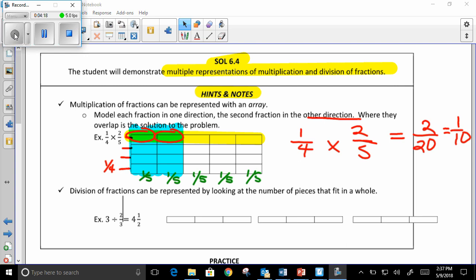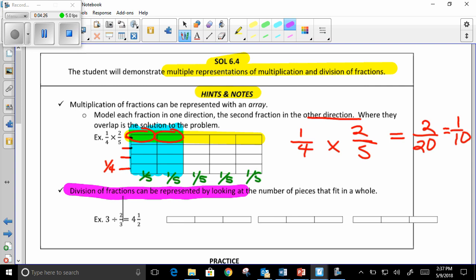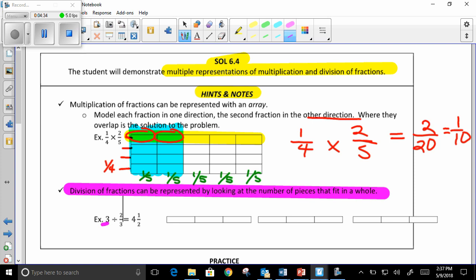So for the next one, it says division of fractions. So with this particular one here, division of fractions can be represented by looking at the number of pieces that fit into a whole. So if you look right here, how many wholes do I have? You have 3. Here's 1, 2, and 3.